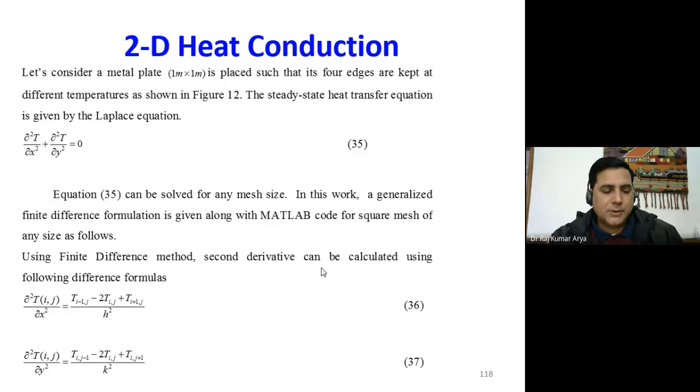We are also doing a typical example, because I think it is always better to solve and formulate based on a case study. So here we are taking a 2D heat conduction in a metal block. You have a metal plate of 1 meter by 1 meter, placed in such a way that all four edges are kept at different temperatures, practically a temperature boundary condition. Fine.